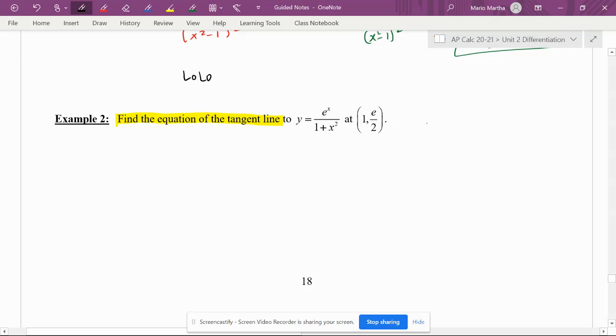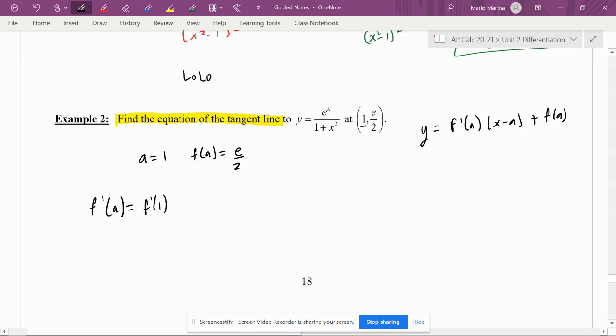So point-slope form, that would be y equals f prime at a times x minus a, and then plus f of a. It's pretty much the same thing as your y equals mx plus b. So now we need to find, we know what a is. A equals 1, it's right there. F of a happens to be e over 2. And pretty much all I'm missing is f prime at a, which in this case would be f prime at 1.